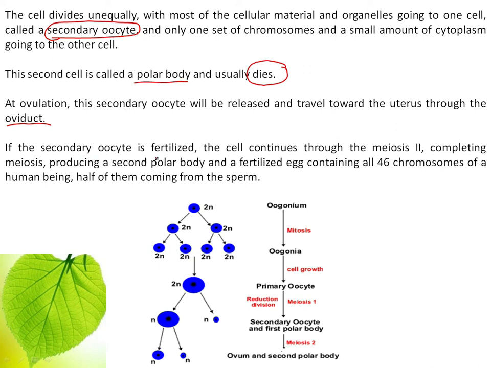If the secondary oocyte is fertilized, the cell continues through the meiosis second, completing meiosis, producing a second polar body and a fertilized egg containing all 46 chromosomes of a human being, half of them coming from the sperm. Here we should know 2 points. First, the gametes, either male or female, are haploid. Why are they haploid? Just to restore the normal chromosome number in the zygote, right? And this is the representation which we have discussed.